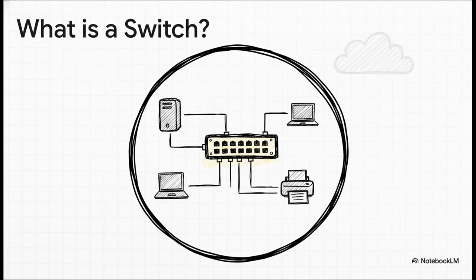So when your PC wants to send a document to the printer, the switch delivers it directly to the printer and nowhere else. It's smart. But its knowledge is strictly local. It knows everyone on your street, but it has absolutely no idea how to get a letter to another country.